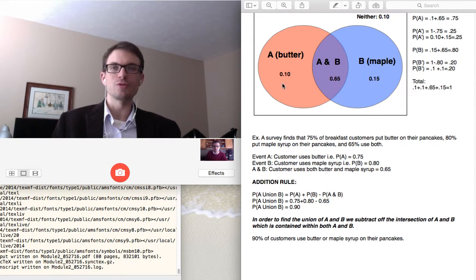And the reason why we want to do that is because, well, probability of event A includes the intersection and probability of event B includes the intersection, which we have now included twice, so we need to subtract off. So we find the probability of selecting somebody who uses either butter or maple syrup on their pancakes is 0.9. 90% of customers use butter or maple syrup on their pancakes.